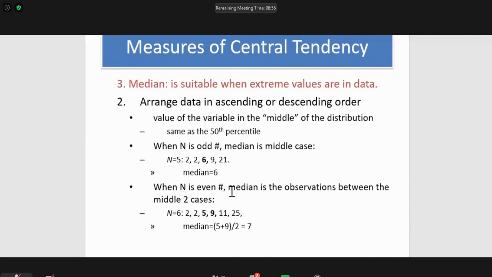When n is even, the median is the observation between the middle two cases. Now here, if n is 6, you can't have one central value here. You can have two values, 5 and 9. What you do in that case is you divide 5 plus 9 by 2, and you will get 7. So this is how we calculate the median when n is odd and when n is even.